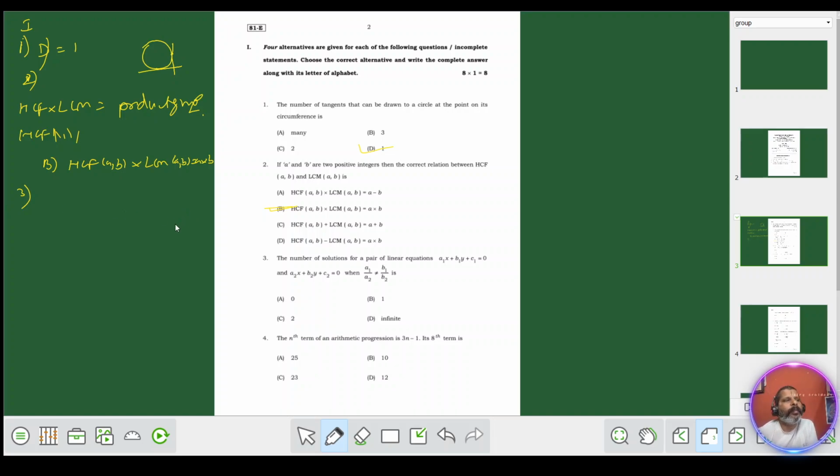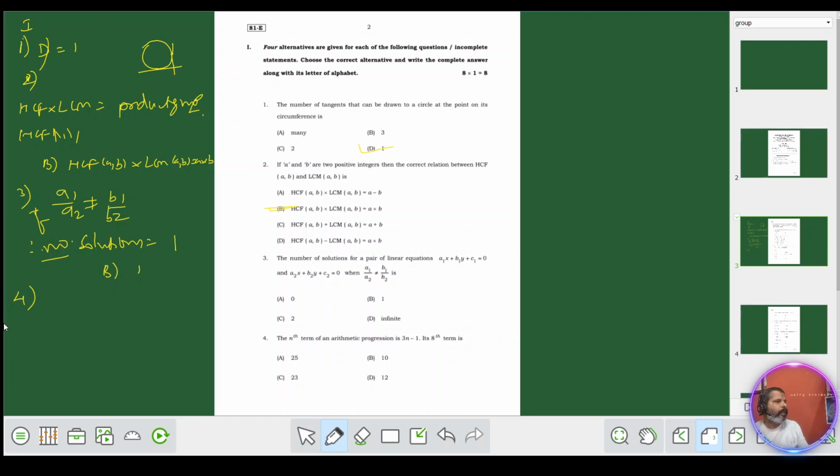Third one, the number of solutions for the pair of linear equations. These are standard equations where A1 by A2 not equal to B1 by B2. Therefore, if A1 by A2 not equal to B1 by B2, you get intersecting lines, so the number of solutions will be 1, that is B, 1.